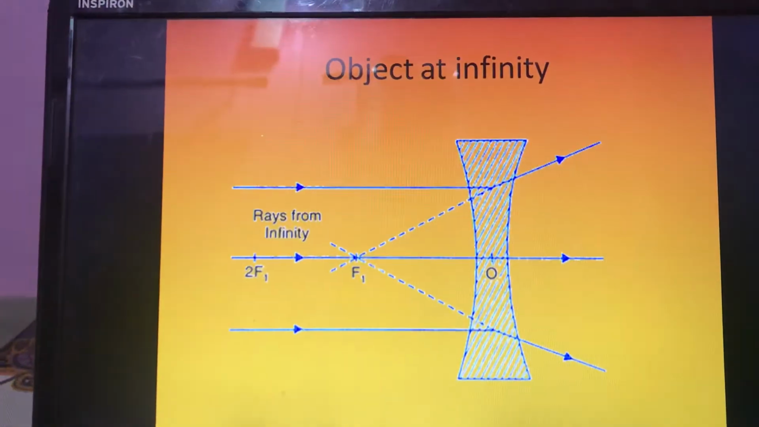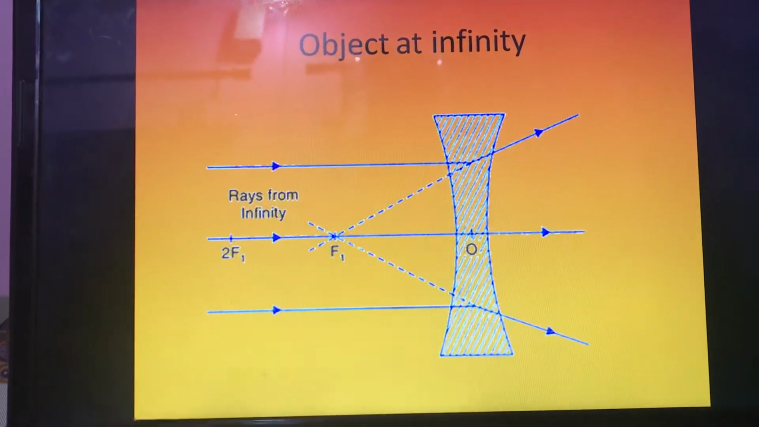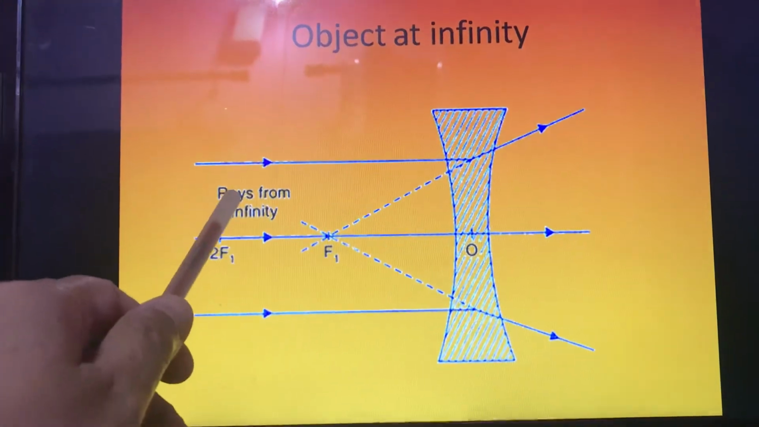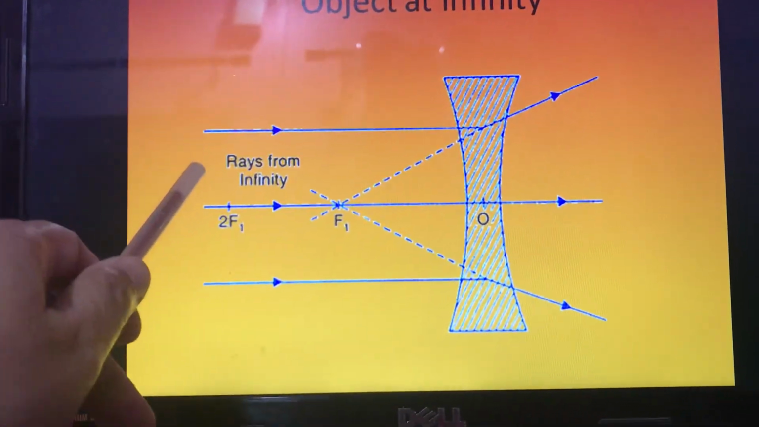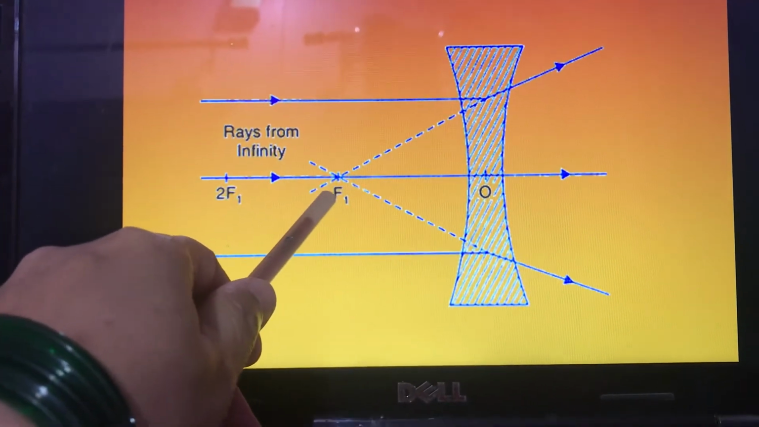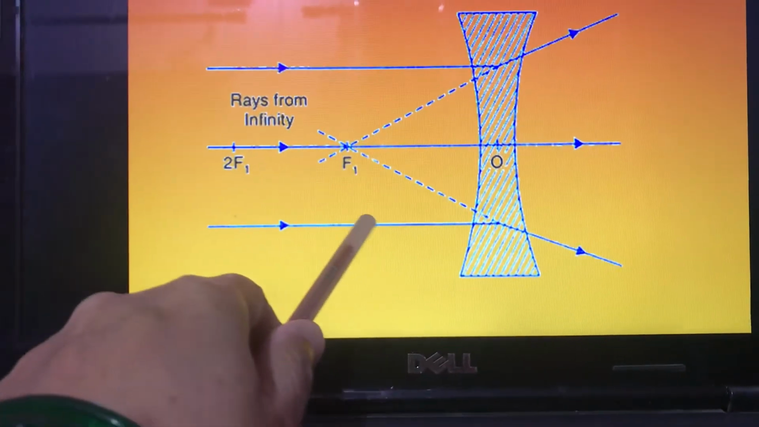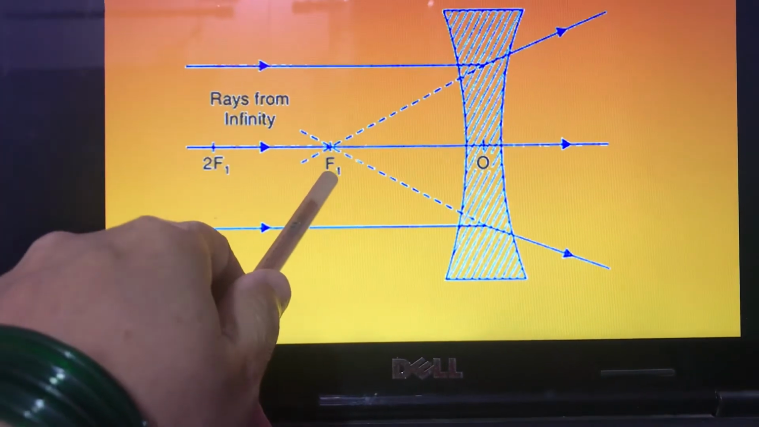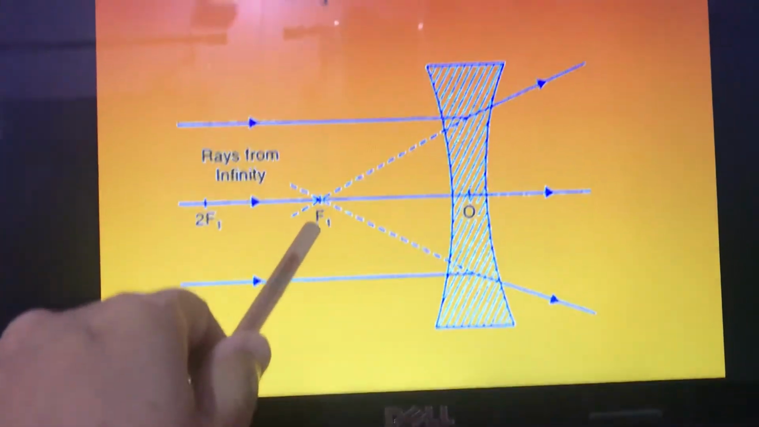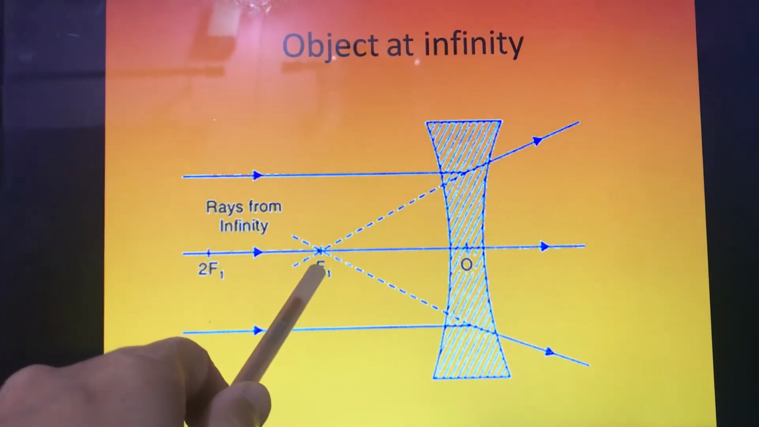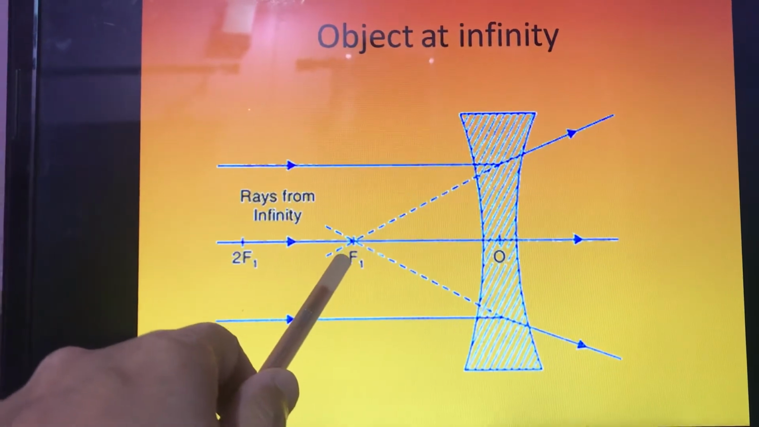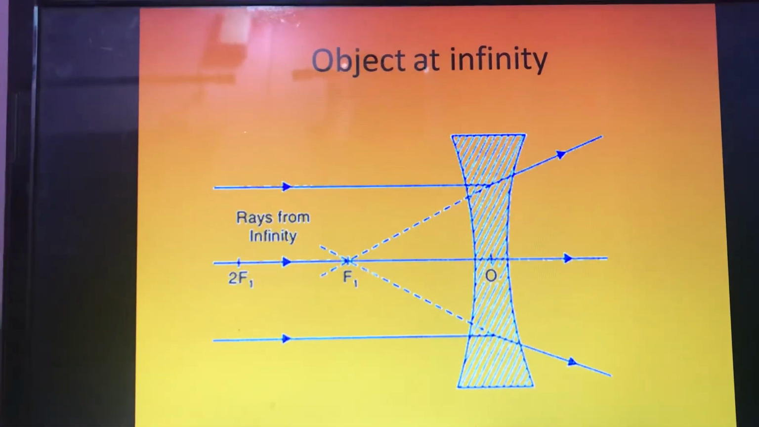Next one, this is the case of a concave lens. Here also we take two rays. If the object is placed at infinity, then the image would be formed at the focus. So the same two rays we can take, and they meet at this focus. This image is virtual, highly diminished or point sized. Virtual image is there, right?